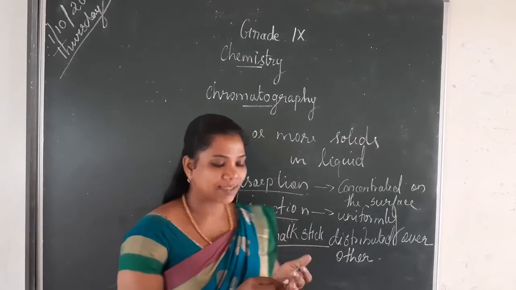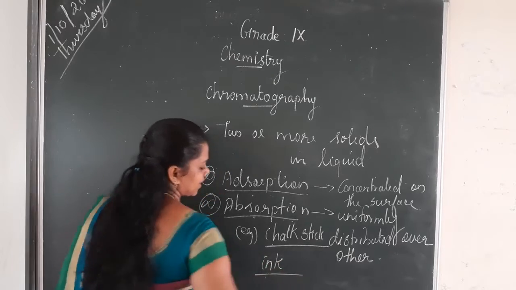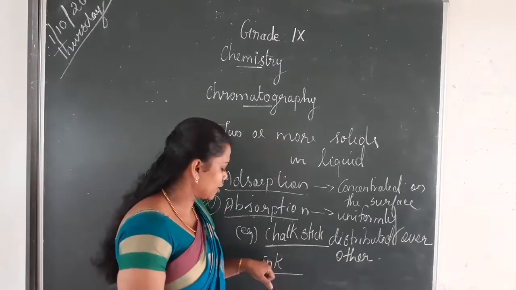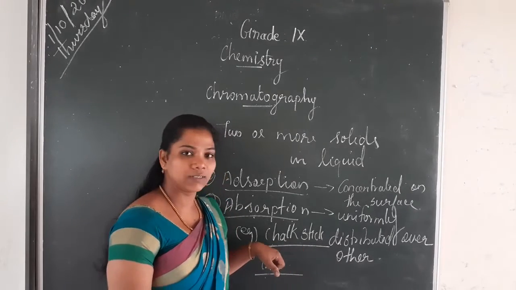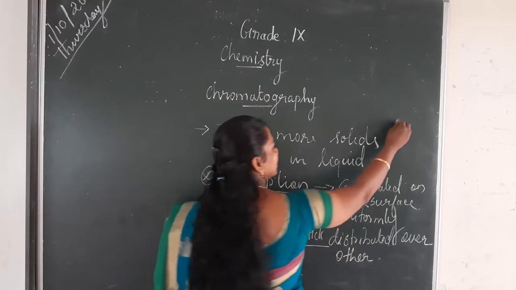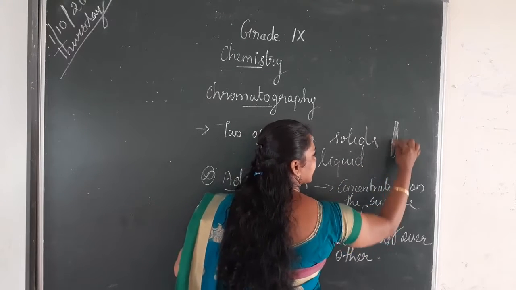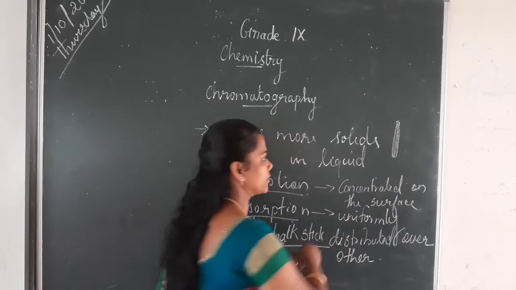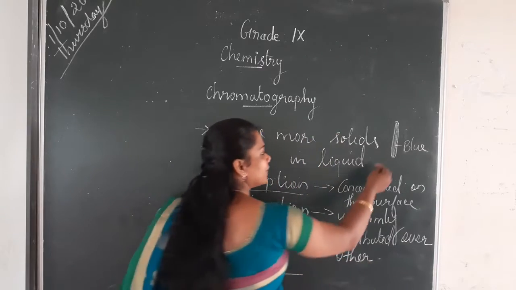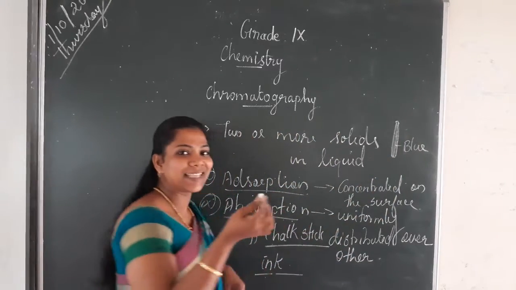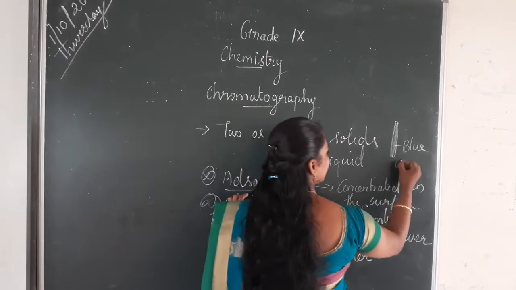Chalk piece. If we take this chalk piece and dip it in the ink, what happens? This chalk piece will absorb this ink, isn't it? Consider this is a chalk piece. The upper surface of the chalk piece will be in what color? The ink color, isn't it? Blue in color. But when we break this chalk piece and see the inner surface, the center of the chalk piece, it will be white in color. It will be in what color?